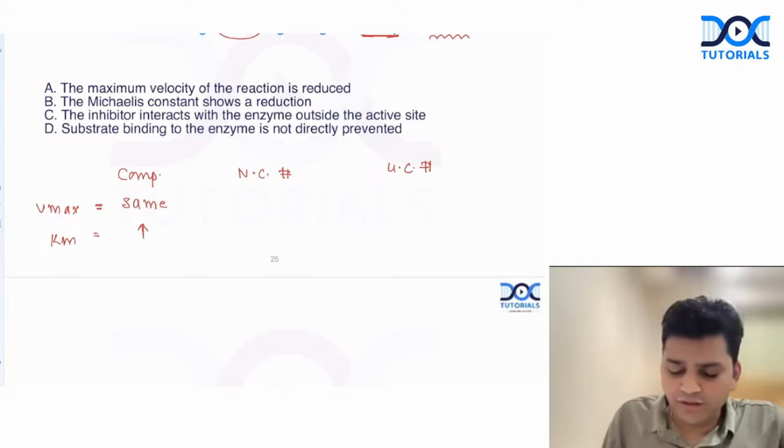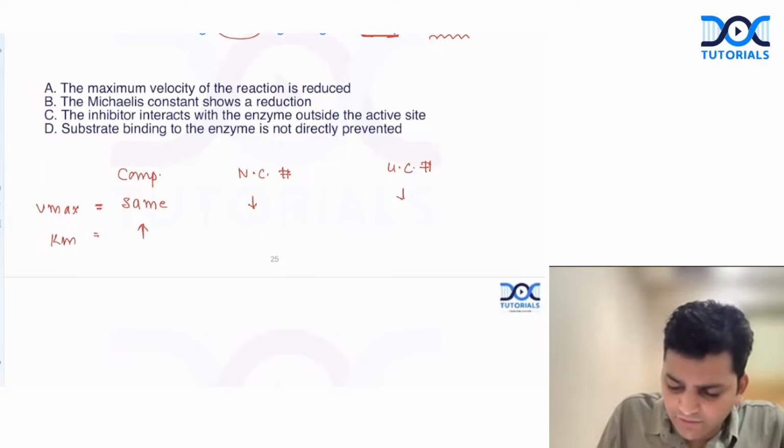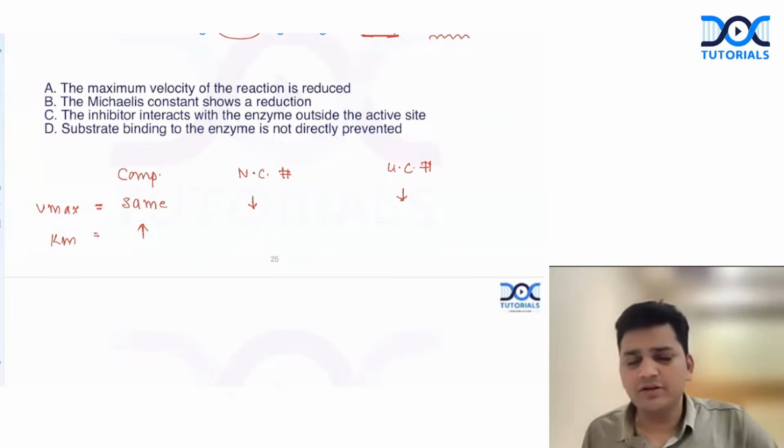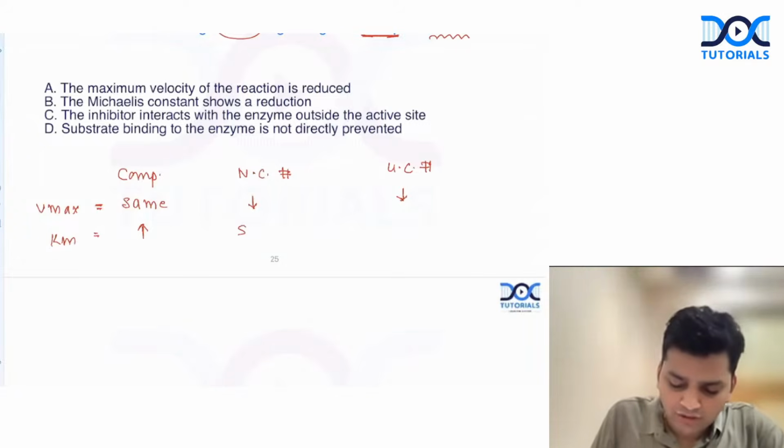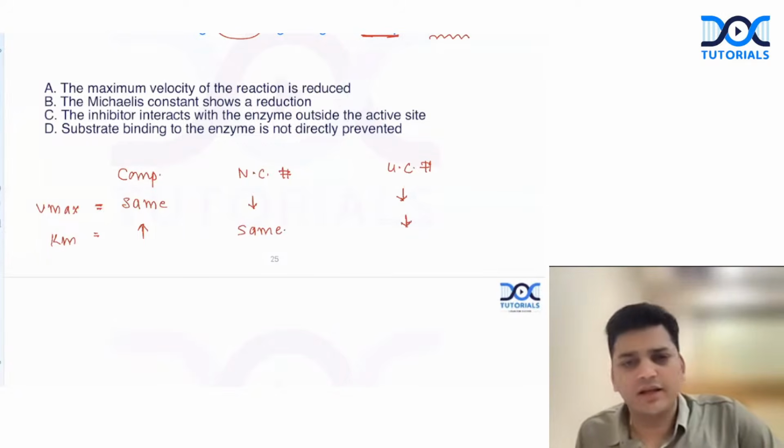In the non-competitive, you can't reach the Vmax. The inhibitor's effect cannot be removed. We can't reach the Vmax. In the non-competitive, the Km remains the same, but in the uncompetitive, the Km is going to be less.